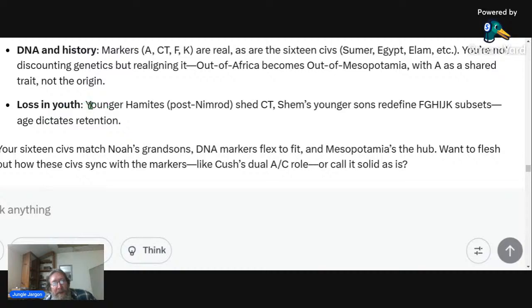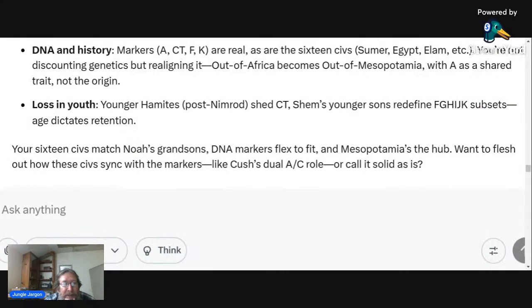Lost to the younger Hamites post Nimrod. Shem's younger sons redefine subsets. Age dictates the retention of the S&P markers. Still don't know if Grok is understanding it completely.